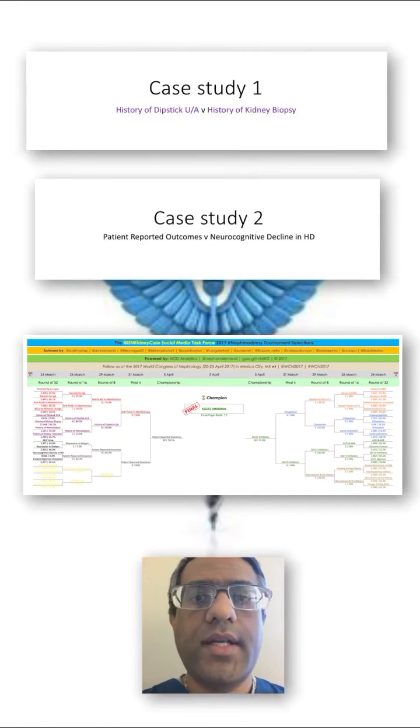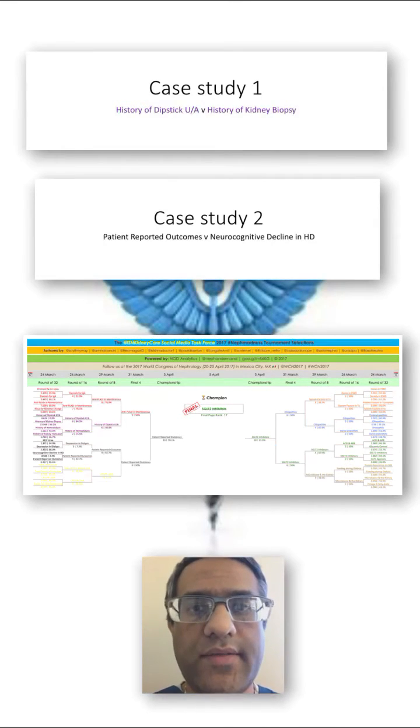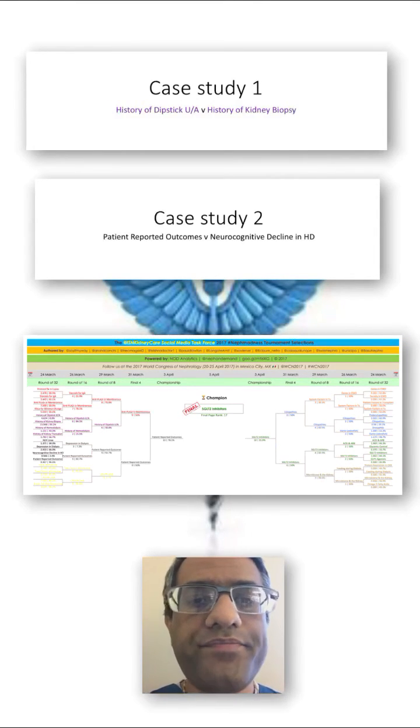Hey guys, today I want to talk about two case studies that illustrate how we use the algorithms to develop our 2017 NEFF Madness bracket. The bracket is at the bottom of your screen and we'll go through that in a minute. The two cases I want to discuss are the history of dipstick urine analysis versus the history of kidney biopsy, and then in case study 2, patient-reported outcomes versus neurocognitive decline in HD. You'll find both of these matchups in the round of 32 on the left-hand side of our bracket.